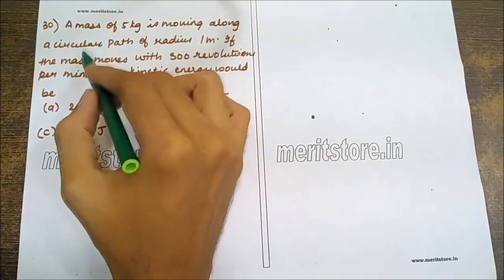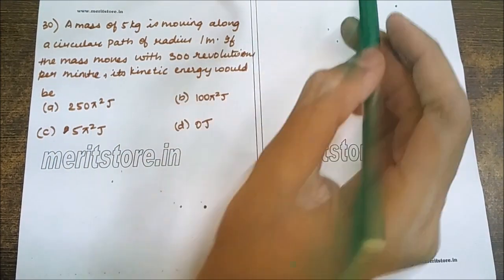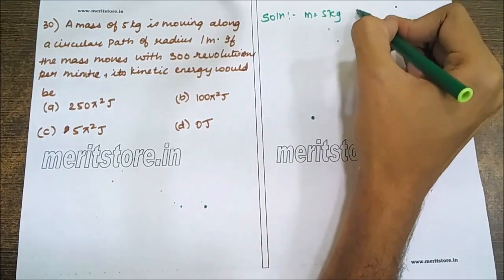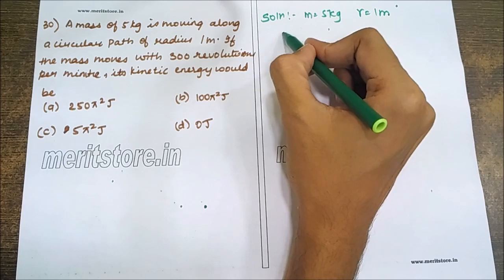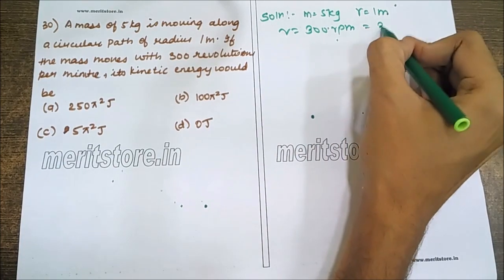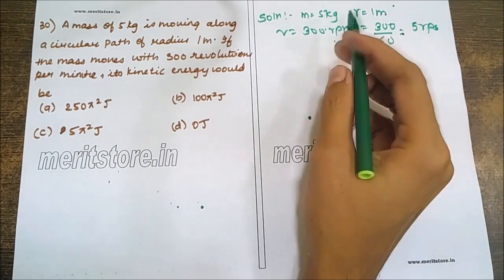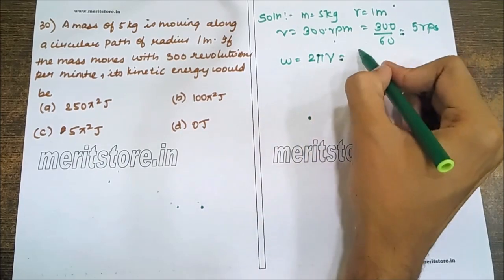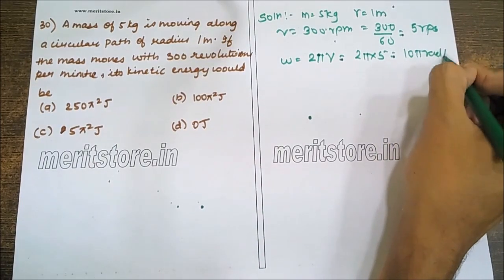A mass of 5 kg is moving along a circular path of radius 1 meter. If the mass moves with 300 revolutions per minute, its kinetic energy would be? So the mass is given as 5 kg and the radius r is equal to 1 meter, and the number of revolutions is 300 rpm. In a second we have 300 upon 60, so we get 5 rps, 5 rotations per second. So angular velocity omega is 2 pi times the frequency, that is 2 pi multiplied by 5, which is 10 pi radians per second.